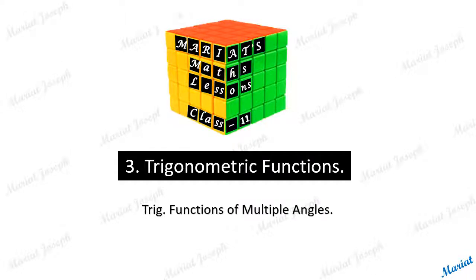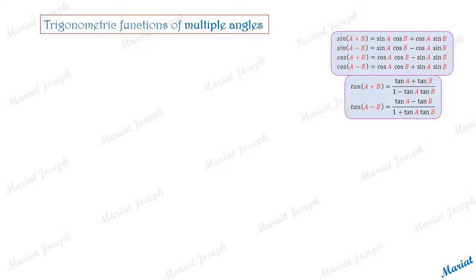Welcome to trigonometric functions of multiple angles. Using the trigonometric function formulae of sum of angles and difference of angles that we have already derived, let us now find the trigonometric functions of multiple angles. First of all, double of an angle. We need to express various trigonometric functions of a double of an angle in terms of the original angle given to us, theta.